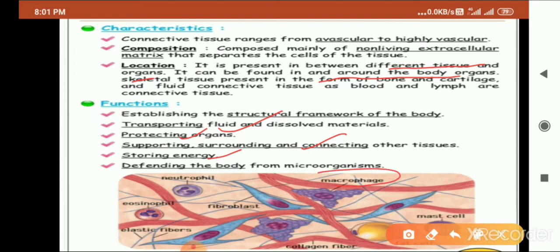Let me take an example here. We have macrophages, the neutrophils, eosinophils. These all are the types of cells which are helpful in protecting our body. Collagen fibers, then elastin fibers, they provide shape and support, and they act as building blocks, and help in binding the two tissues together.